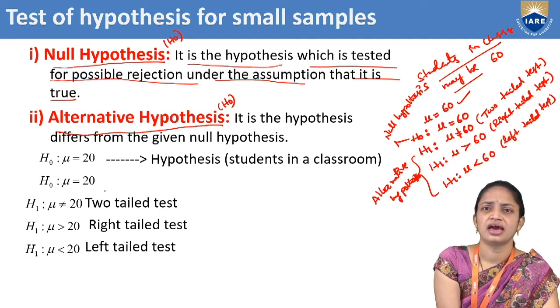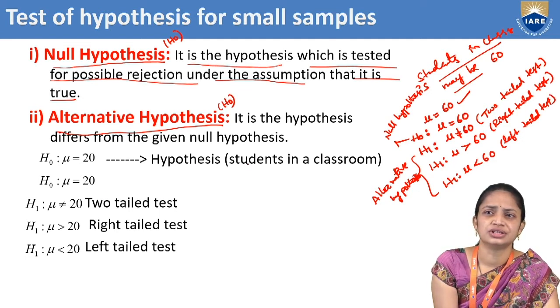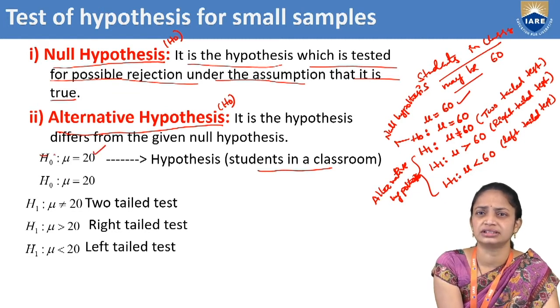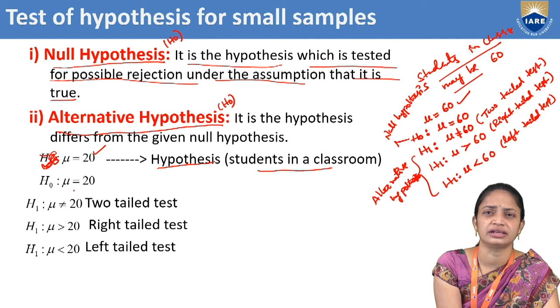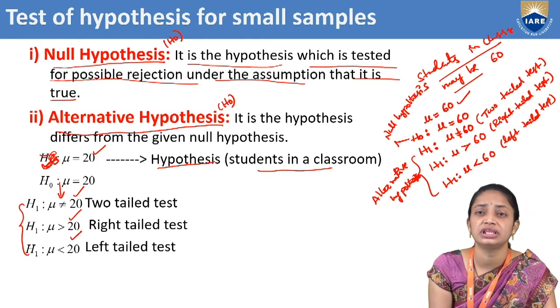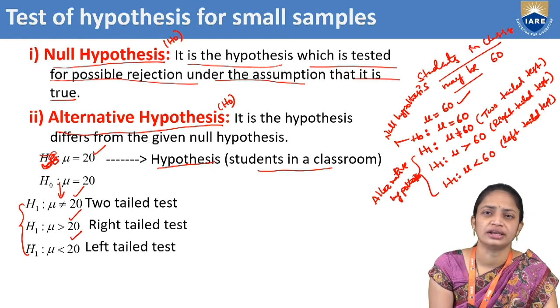Okay, so I have already taken it like this. For the students in a classroom, here I am considering 20. This is our statement, that is nothing but the hypothesis. So here I am taking directly H0: mu equal to 20. And H1 is nothing but the alternative hypothesis. For the alternative hypothesis, we have three possibilities: mu not equal to 20, mu greater than 20, and mu less than 20.